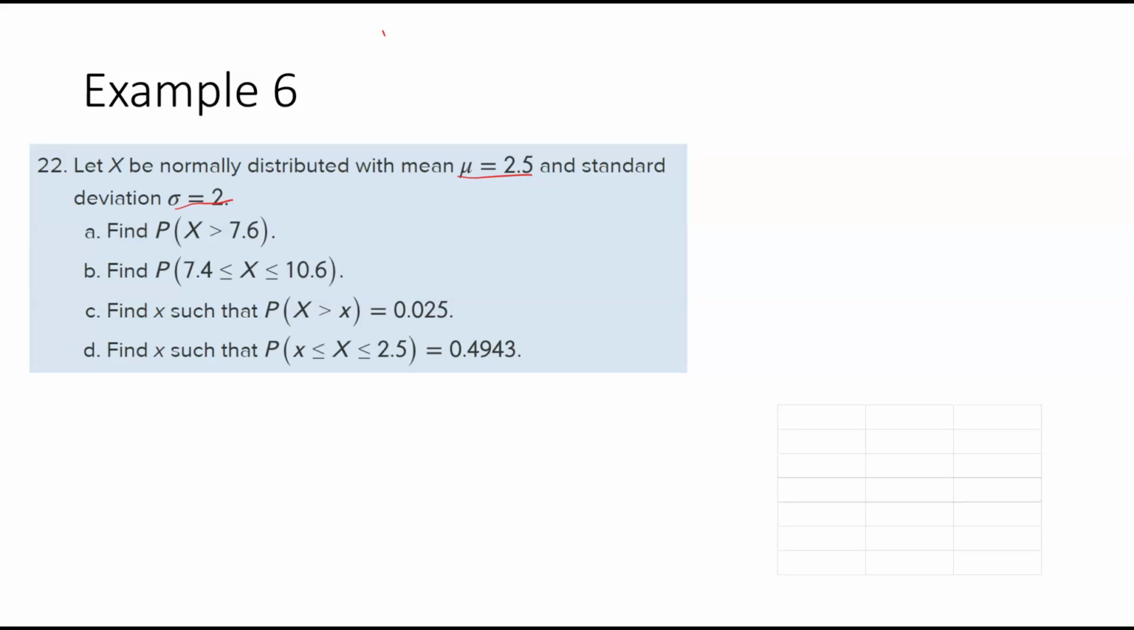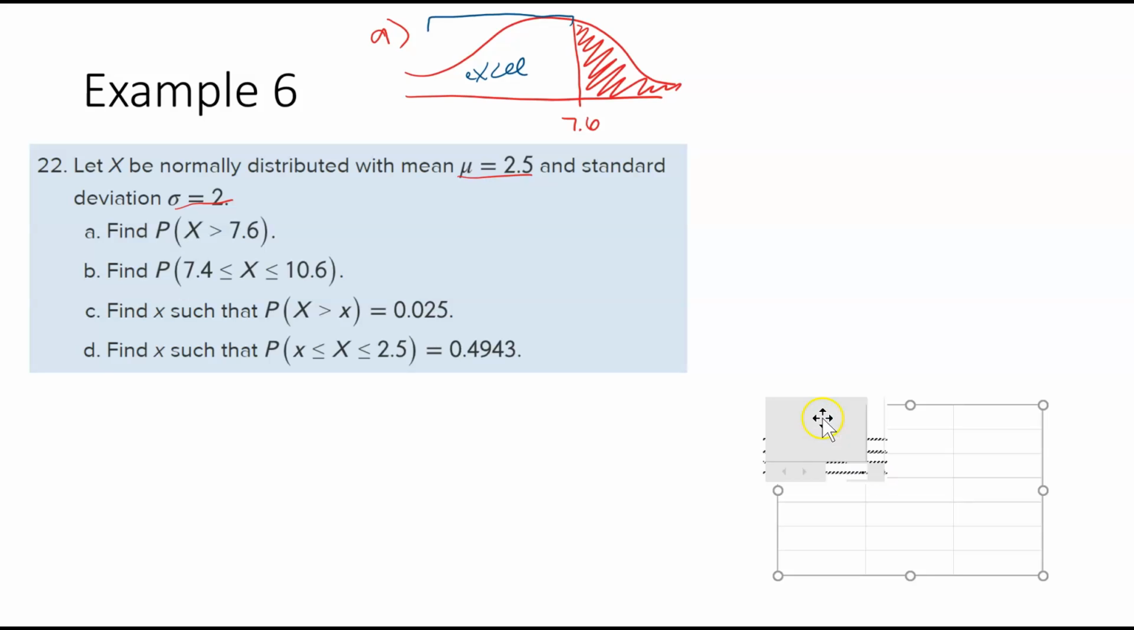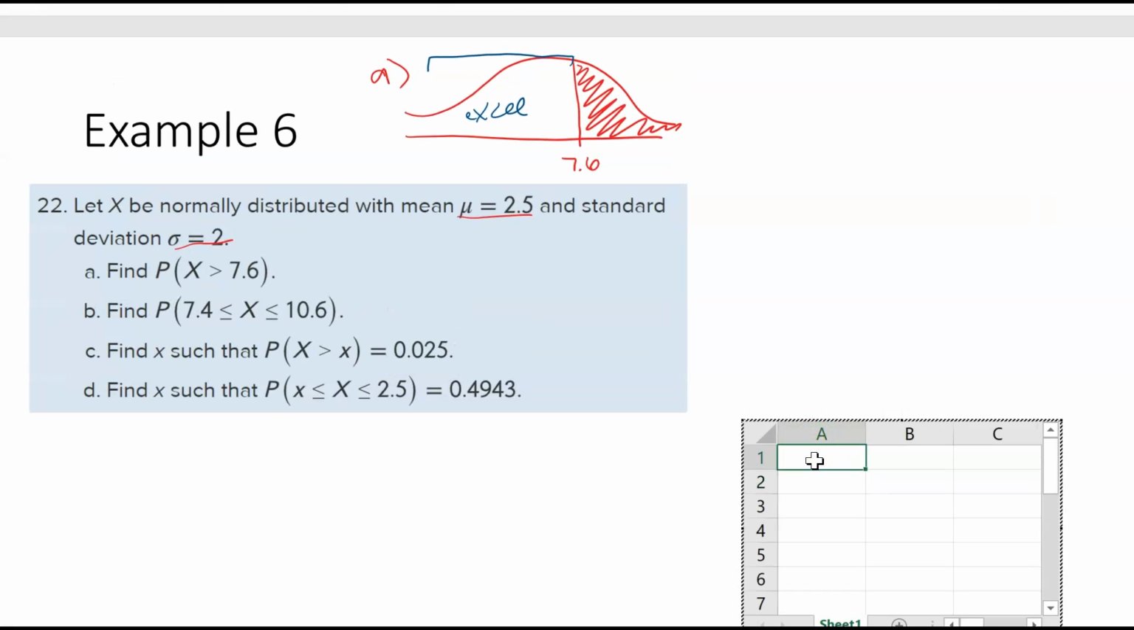So for A, find the probability that X is greater than 7.6. So we've got the X is 7.6, but we want a greater than. Now remember that Excel is going to give us that way. So in this case, we're going to make sure that we do 1 minus. So it's going to be 1 minus norm.dist. Our X is 7.6. Our mean is 2.5. Our standard deviation is 2. And we always type 1. So we see here that this value here is 0.0054.